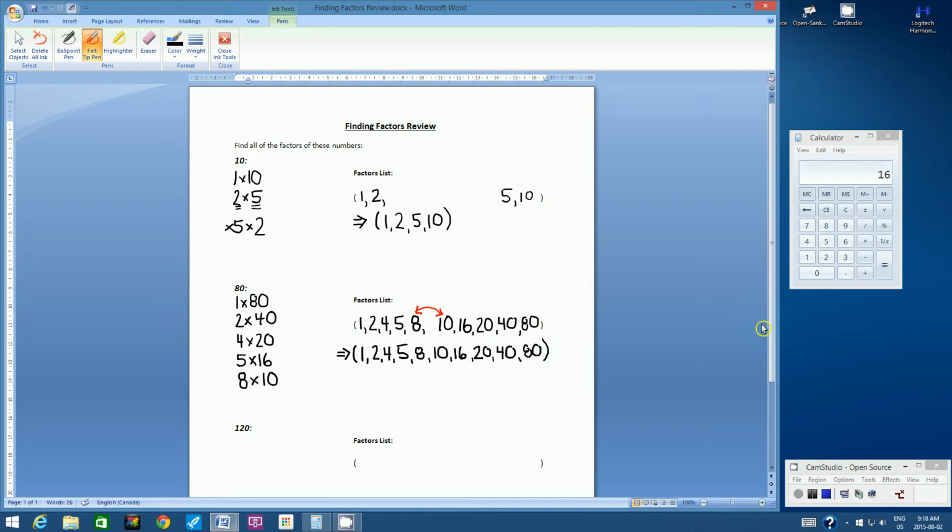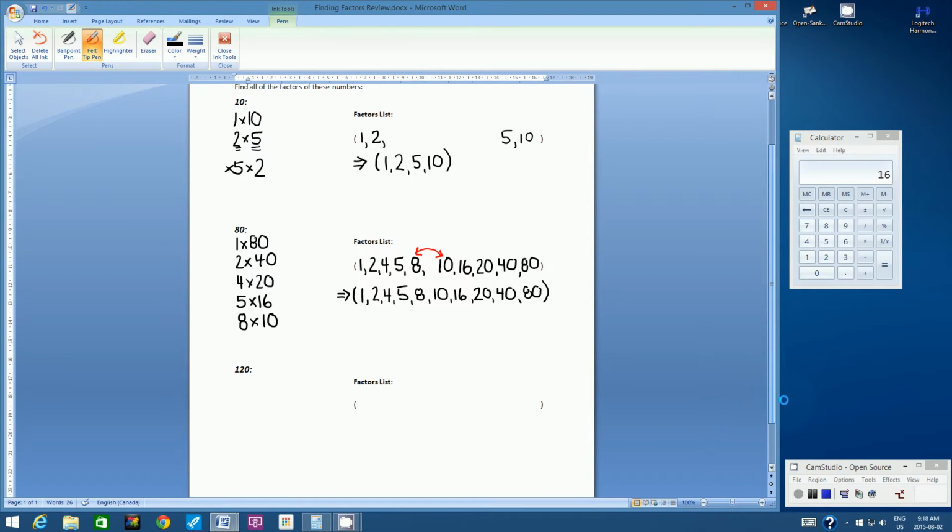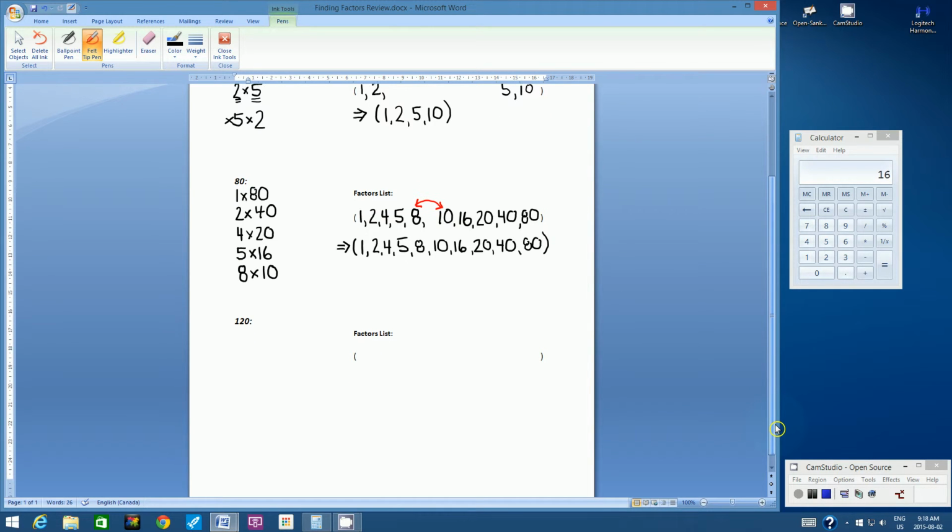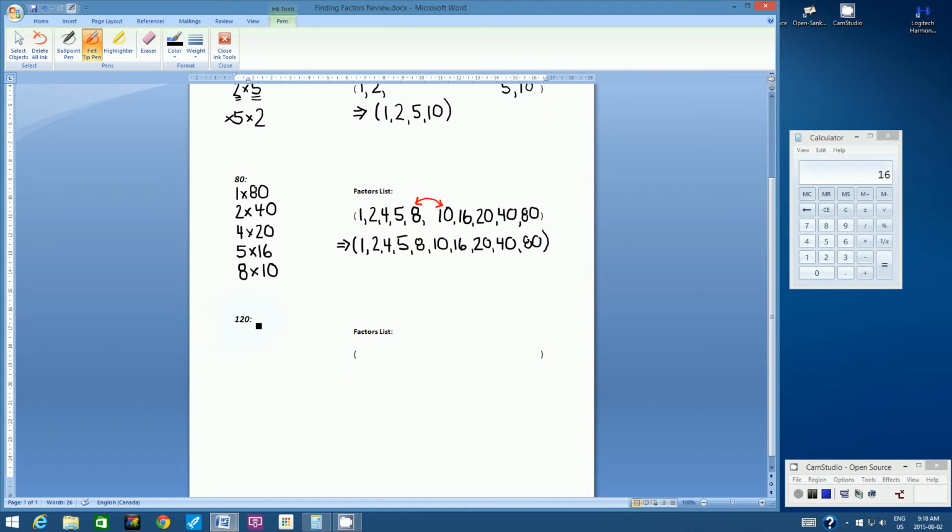Okay, so let's go on to the last one, 120. So I've left the most amount of room here, so that should give you a hint that we're probably looking at a lot of factors. All right, so what's the first one that you're going to start with? So I don't just want you to copy everything. I want you to use what we've learned in the first two examples. So write the first pair and then add it to your factors list, please.